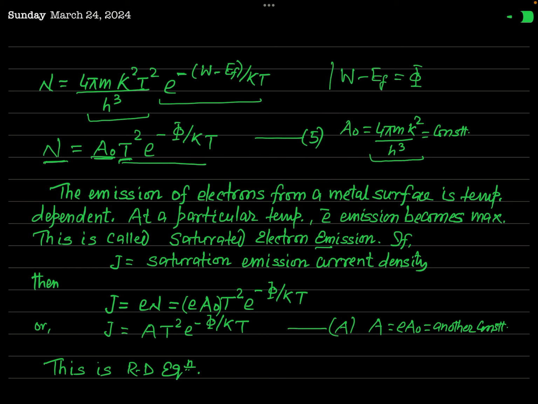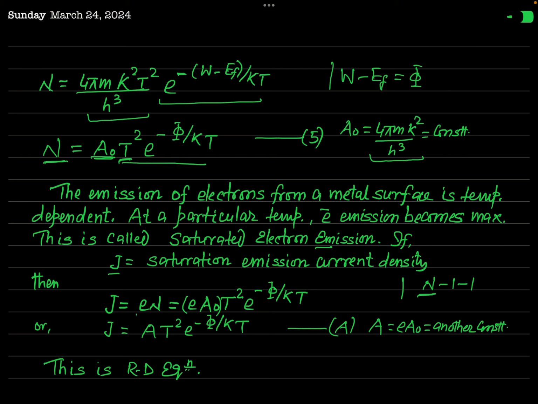In that condition, what will be the current density? That is the saturation emission current density. You know, current density is what? This is the current passing through unit area. Here, n electrons pass in 1 second through unit area. So when you multiply this n by the electronic charge of a charge carrier, you will get the total charge passing through unit area in unit time. Total charge passing in unit time is current, and when you say unit area, that is current density.